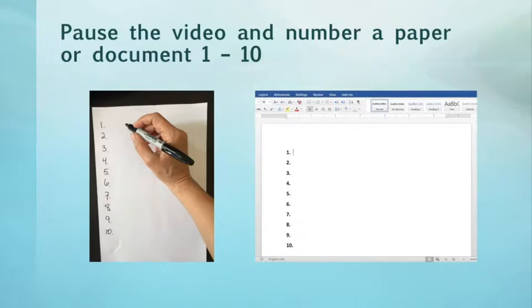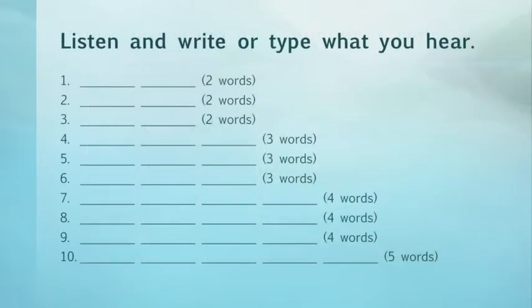To give you practice in hearing this feature of connected speech, I'm going to say 10 phrases, and I'd like you to write them down. If you need to, pause the video and number a paper or document 1 through 10. So again, listen and write or type what you hear. Each line will tell you the number of words in that phrase or sentence. I will say each one 3 times, fast, then more slowly, and then fast again.